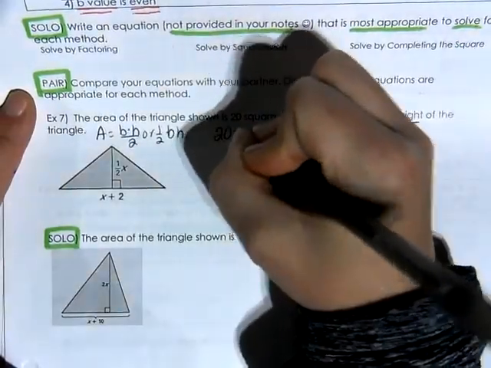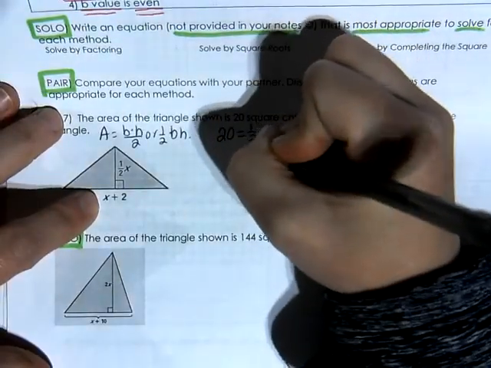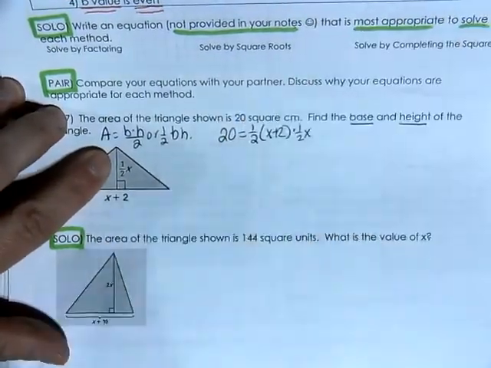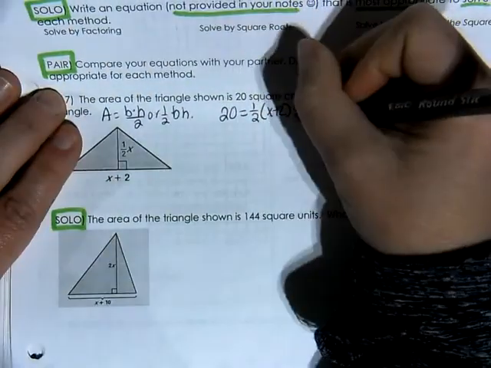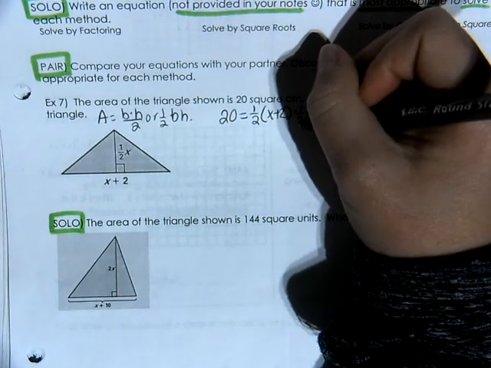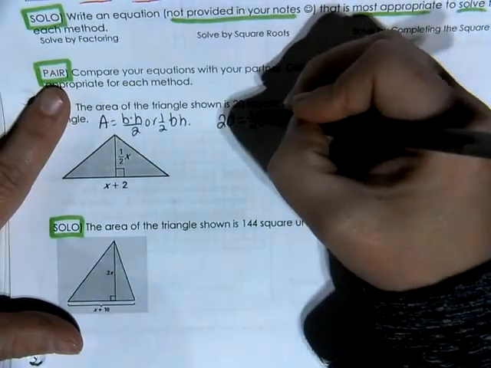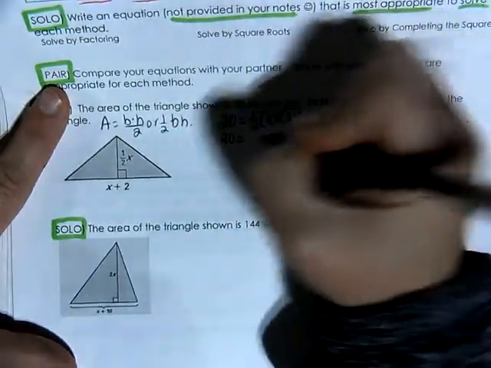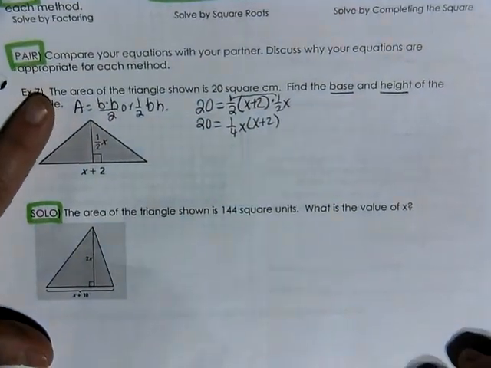In this problem we have 20 is equal to 1/2 times my base, which is x plus 2, times my height, which is 1/2 x. What I'm going to do first is start off by cleaning this up, or multiplying this out. I'm going to make this 1/2 and this 1/2 that's on the outside, make it 1/4. So I'm going to make this 20 is equal to 1/4 x times x plus 2, just to make it look a little bit easier.